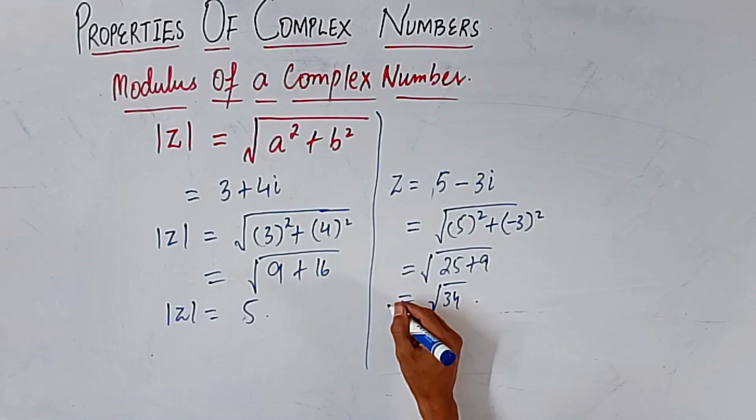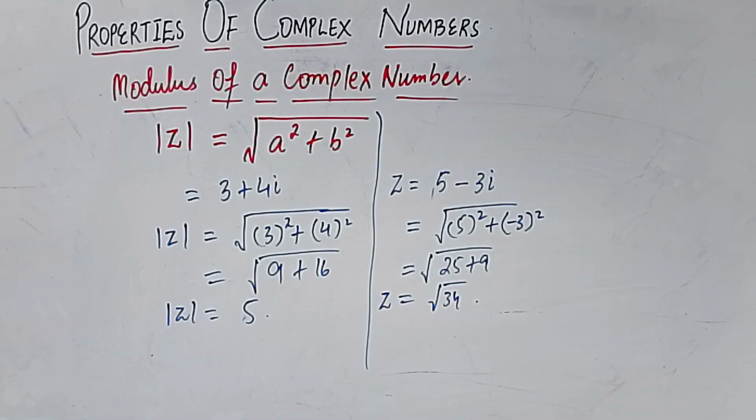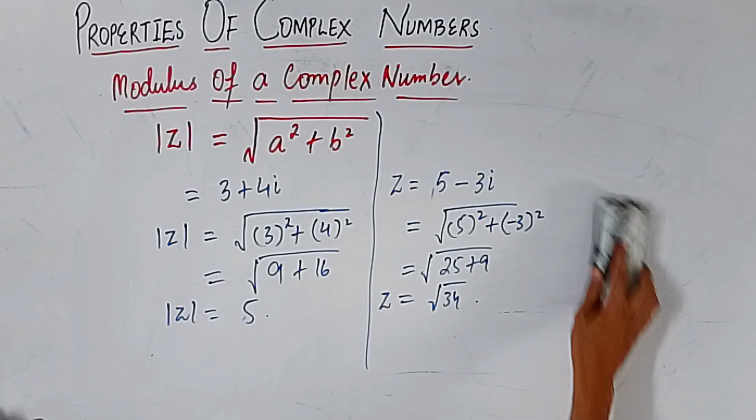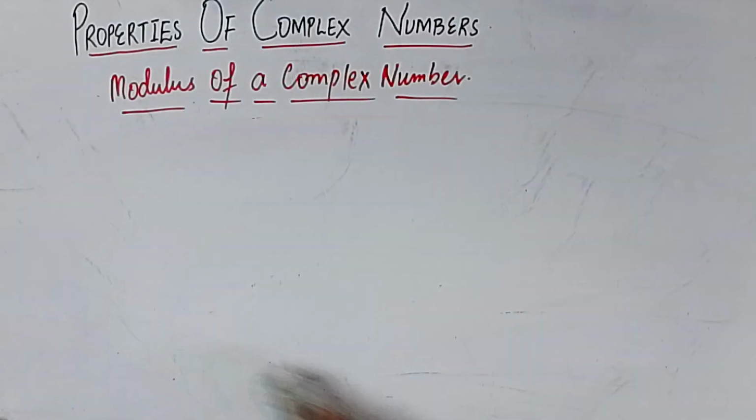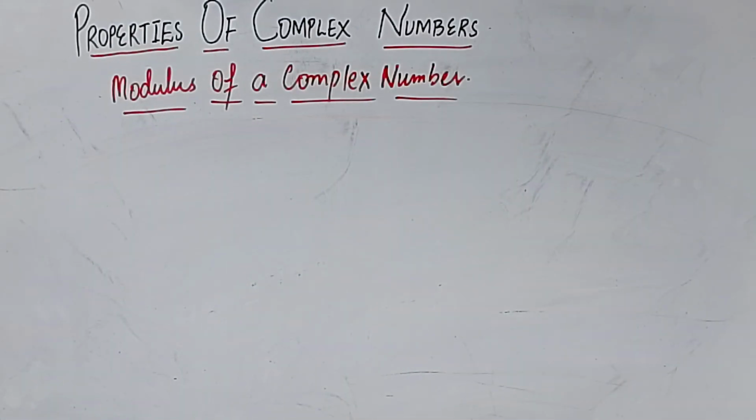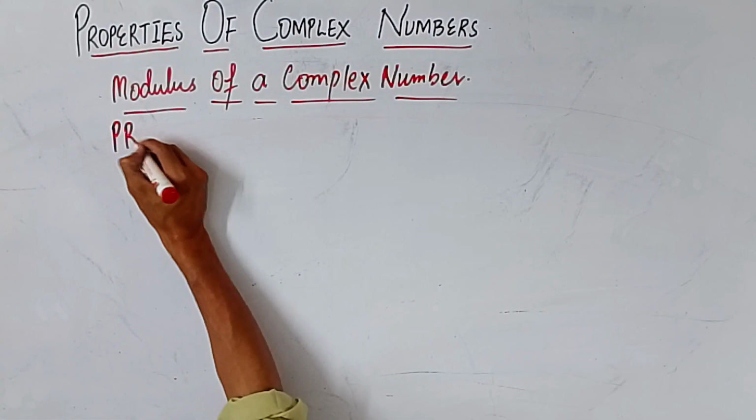So by using a simple calculator, you can easily find the value of the square root of 34. It will be something like 5.8. So this is how we find the modulus of a complex number. Now there are some properties related to it, and those properties are also very easy, like the properties of the conjugate. So now let's see what are its properties.